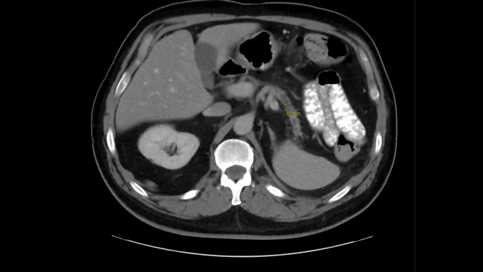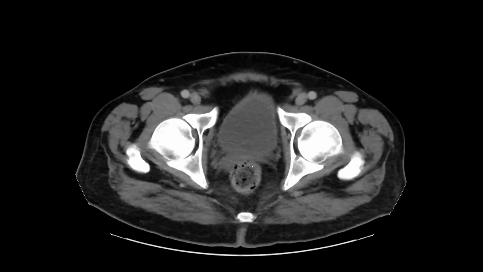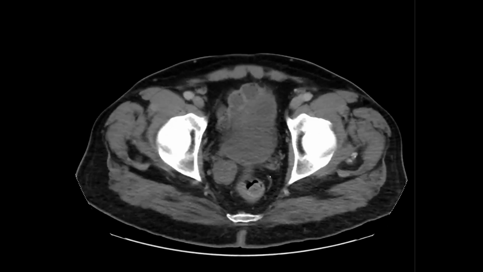Oh, he's missing a kidney. Yeah, Zinner syndrome. So this is just a dilated right seminal vesicle because the left is absent.